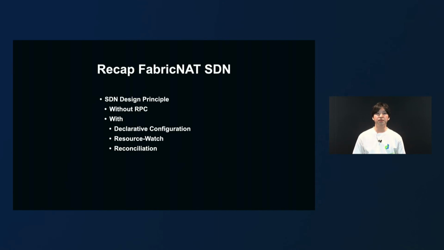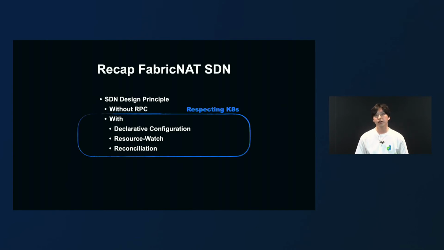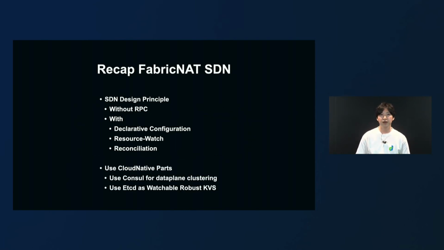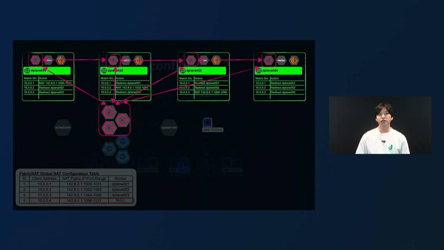Now that we have covered the control plane SDN mechanism, here's the recap. When FabricNAT is connected to a distributed system, each component will not use RPC, but instead apply decorrelated configuration watch and self-reconciliation, enabling each component to loosely connect with each other to navigate the overall configuration. This respects the Kubernetes design principle, and SDN is designed based on that. Also, by leveraging open source software which supports cloud-native technologies such as Console and etcd, it simplifies implementation of the distributed system and brings down the development cost.